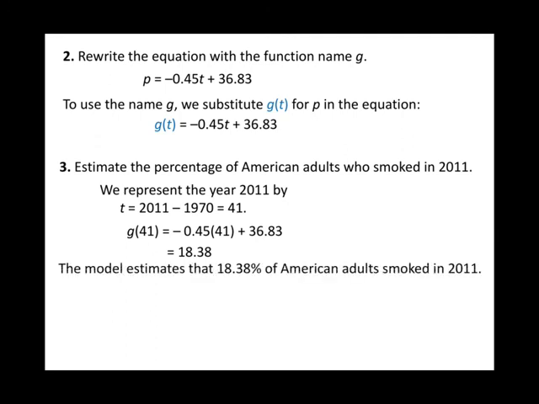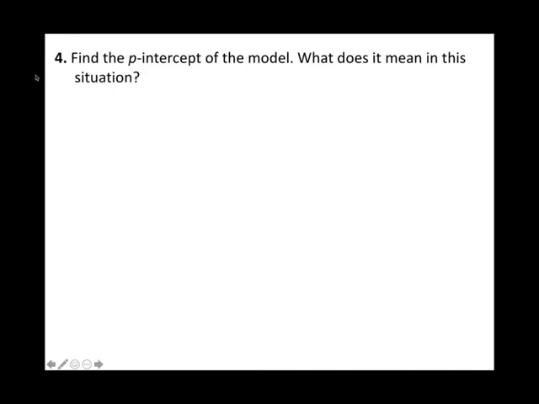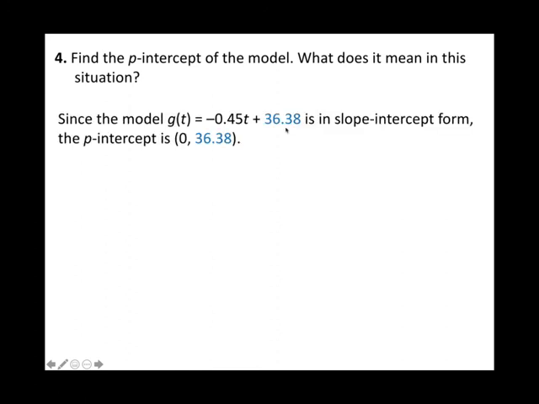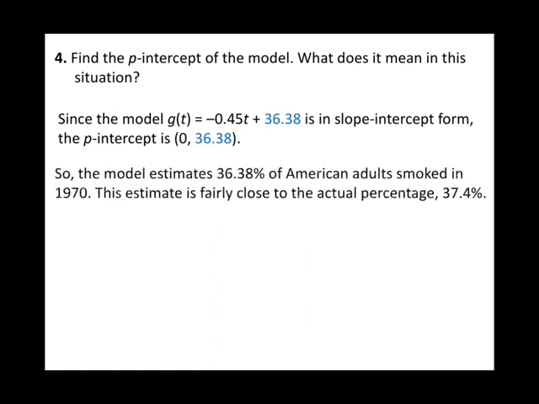So that means the model estimates that 18.38% of American adults smoked in 2011. Okay, number 4. Find the p-intercept of the model. What does it mean in this situation? So we have the linear equation here, and we could see this is gonna be your p-intercept. Okay, y equal to mx plus b. So this guy will be your p-intercept, and the intercept is going to be (0, 36.38).